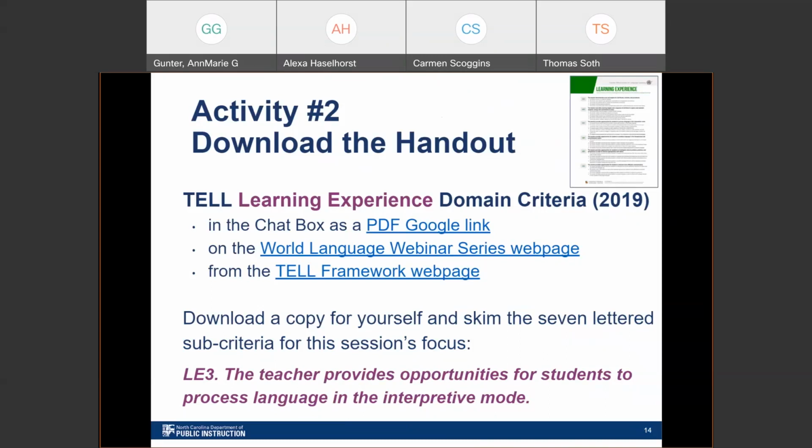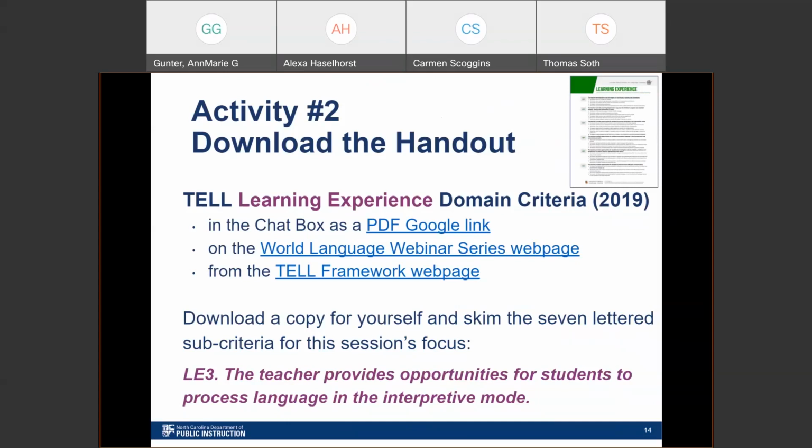And this is our second official activity for today. Our first activities were the poll questions, but now I want you to go ahead and download this handout for our broadcast today. You've got 3 options. You can download a copy for yourself either from the chat box, just use that first link. It's the PDF version in our Google Drive, and then you can pop it up on your desktop as you need to. You can also go over to the World Language Webinar Series webpage and get a copy of this particular TEL document as well as the others. Or you can go directly to the TEL Framework webpage that you see in the chat box and get it there. Either way, it's accessible for you.